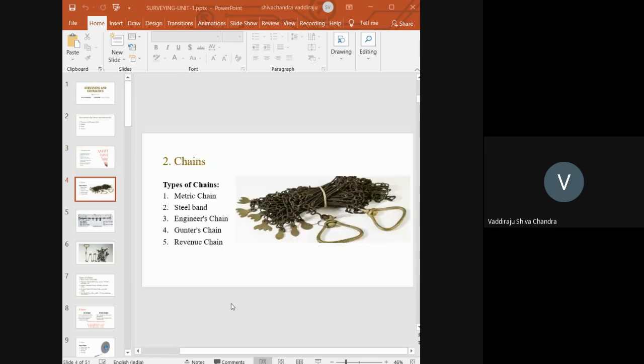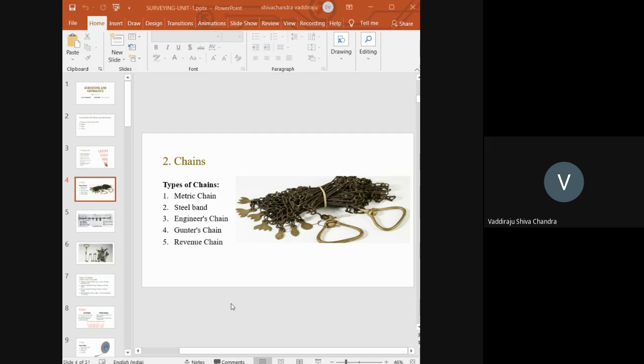Then we have chains. We have different types of chains: a metric chain, steel chain, engineer's chain, Gunter's chain, and revenue chain. The main purpose of the chain is to measure the distance between two given points. You can see in the figure there are two brass handles, and you'll have the links. Are you able to see the steel links surrounded by two steel rings?